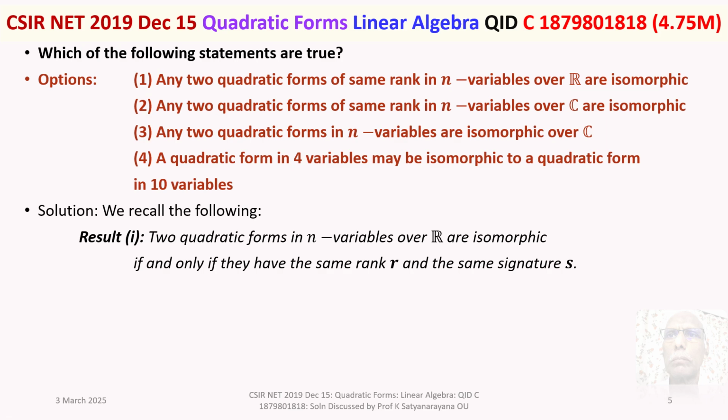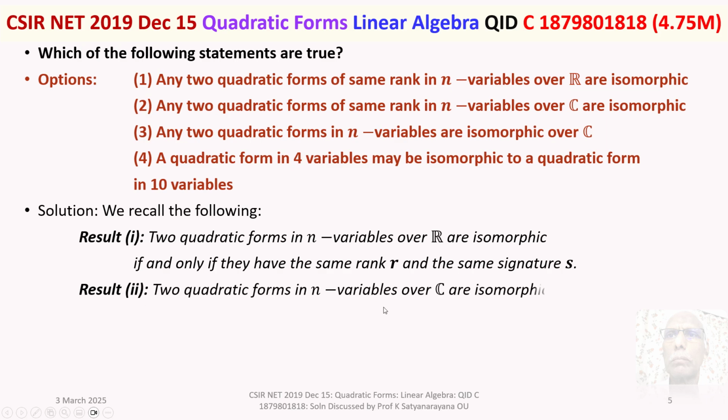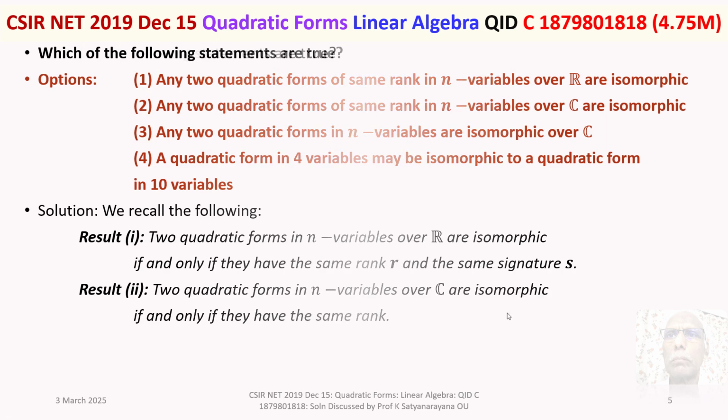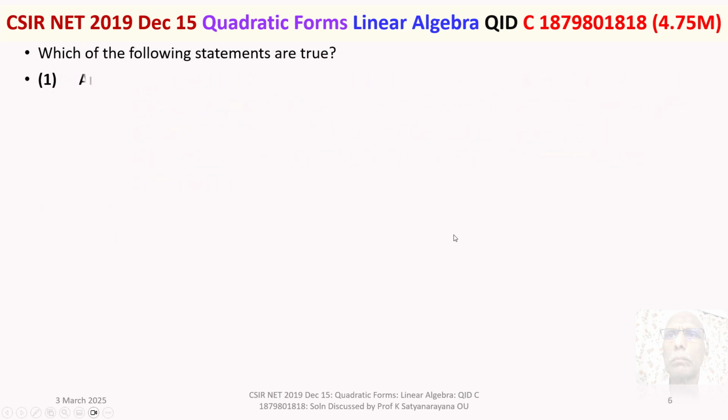Result 2 is related to quadratic forms over C. Result 2. Two quadratic forms in n variables over C are isomorphic if and only if they have the same rank, just the same rank. If they have, they will be isomorphic in the case of quadratic forms over the complex field. Right. We continue the discussion in the next slide.